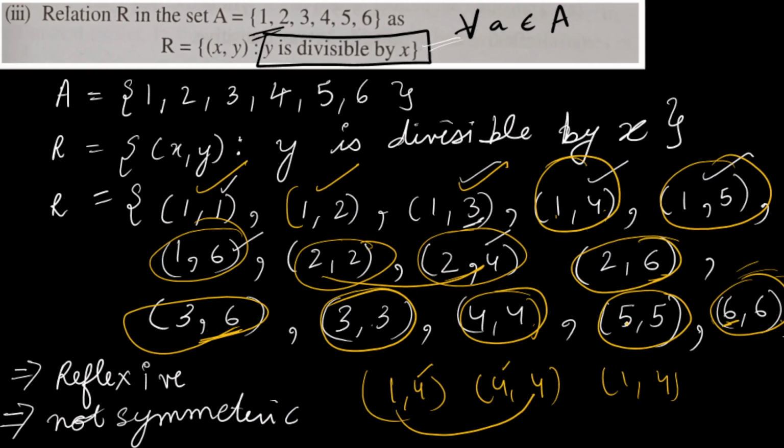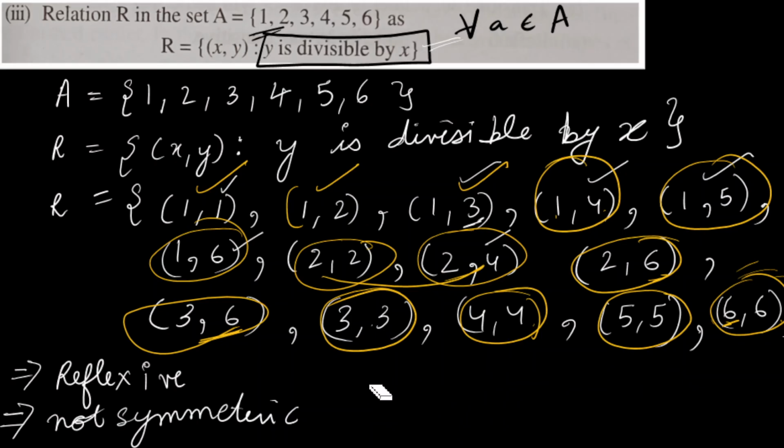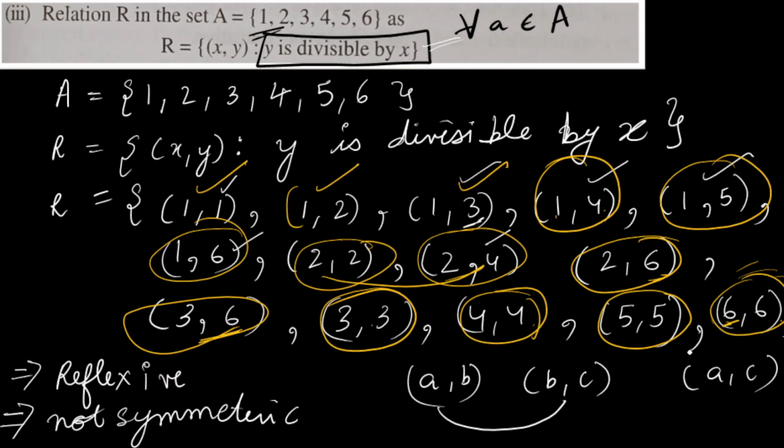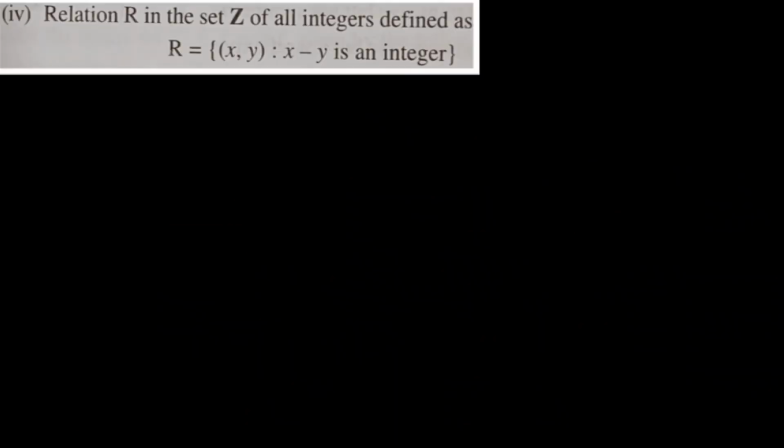So basically all the elements you can see, they are satisfying the condition of transitive. I'll just remind you, the transitive condition is: if we have A comma B and B comma C, then we should have A comma C. We have checked for all the elements, and for all of them this condition is satisfied. That means this relation is transitive also. So this relation is reflexive and transitive but not symmetric. If you write the ordered pairs, it will be very easy for you to figure out. Let's do the fourth part.